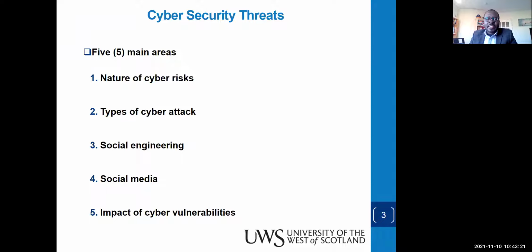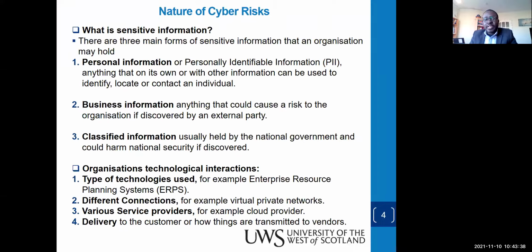So the first part deals with the cybersecurity threats, typically centered on chapter 8 of CIMA's P3 text. So we're looking at five main items here: the nature, the types of cyber risks, social engineering, social media, and the impact of these. So what is the nature of cyber security, cyber security risk?